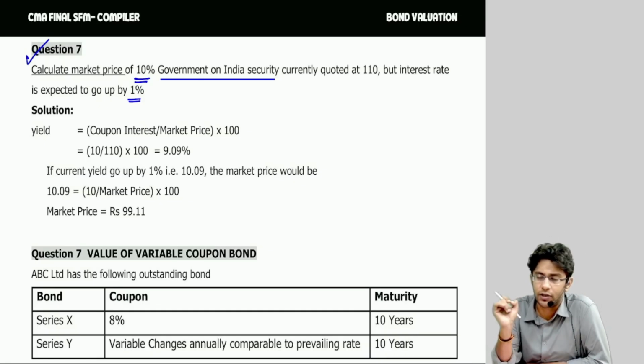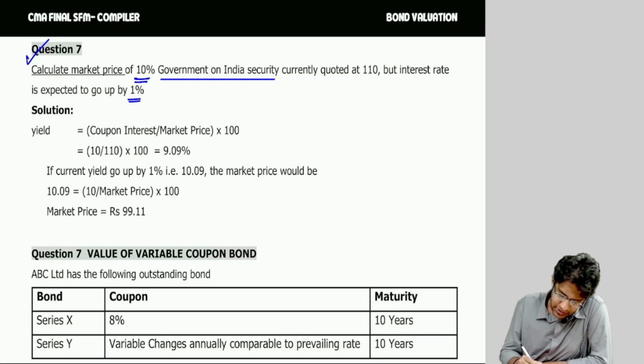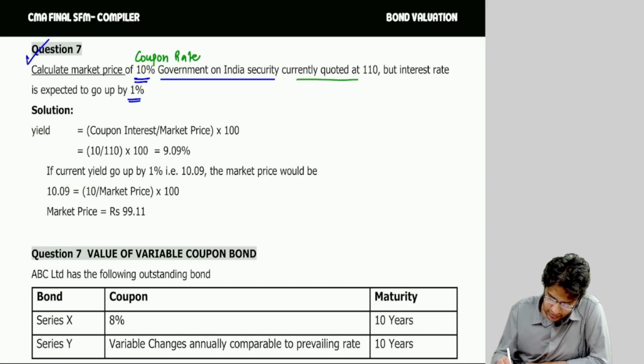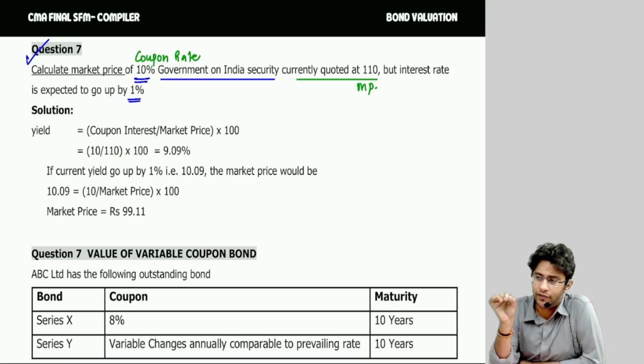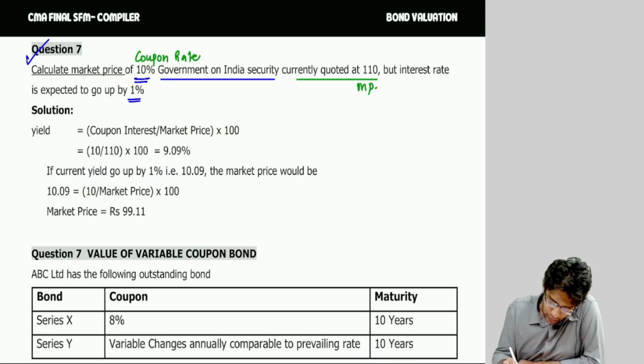10% Government of India security means 10% is what here? Good. 10% is the coupon rate. What is 110? Okay, nice. This is the actual market price. But the coupon rate has to be applied on the face value. The question did not expressly give you the face value, but it is implied. How much? Good. So the face value of the bond is 100 and that is implied.